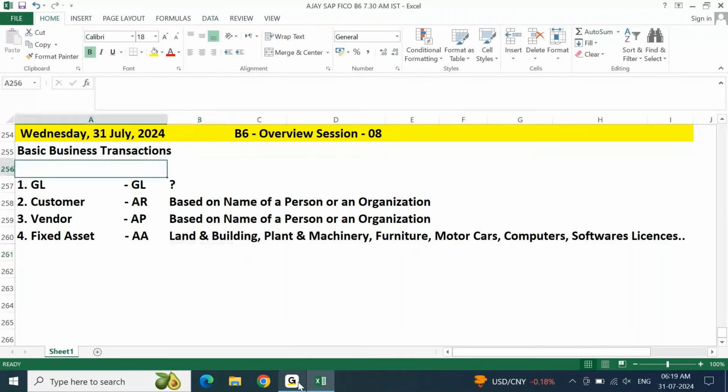Now, we understood what is customer, we understood what is vendor, we understood what is fixed asset. The only point is you need to highlight customer, vendor, fixed asset first. Once you are able to highlight customer, vendor, fixed asset, other than customer, other than vendor, other than fixed asset, everything is in GL account.